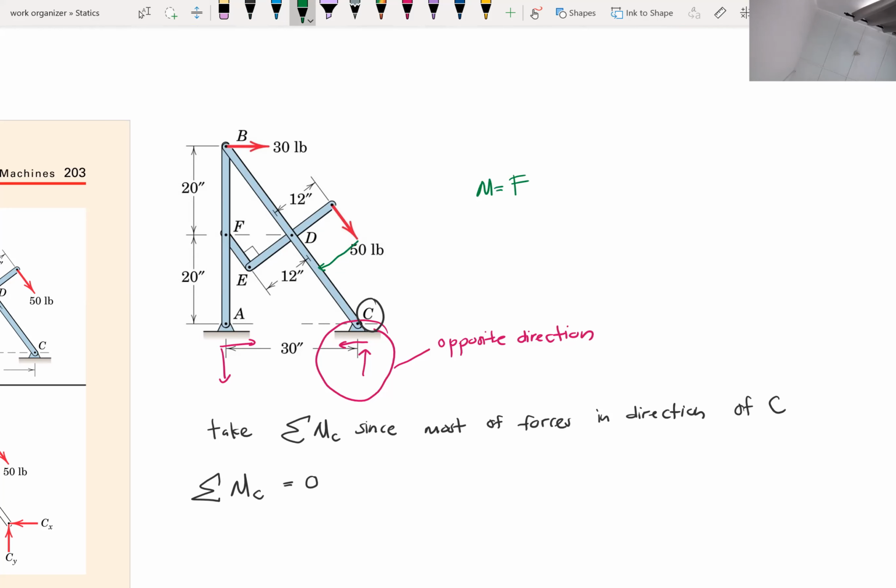Moment equals Fd, for 90 degrees. Which hand is it moving? It is left hand, so it will be negative. It will be moving 90 degrees downward. Then this one is 12. This one is 40, the distance. This one is also left hand, so it is negative.